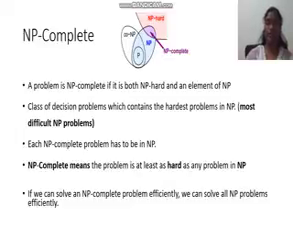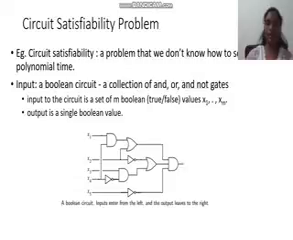We'll see one example, the circuit satisfiability problem. We do not know how to solve this problem in polynomial time. The input to this circuit is a set of Boolean values, true or false, either 1 or 0, and the output is a single Boolean value.